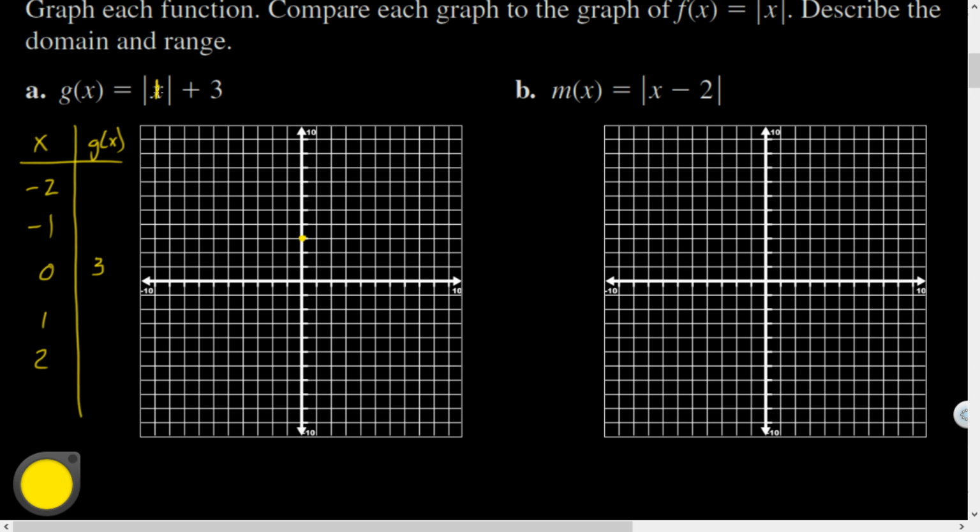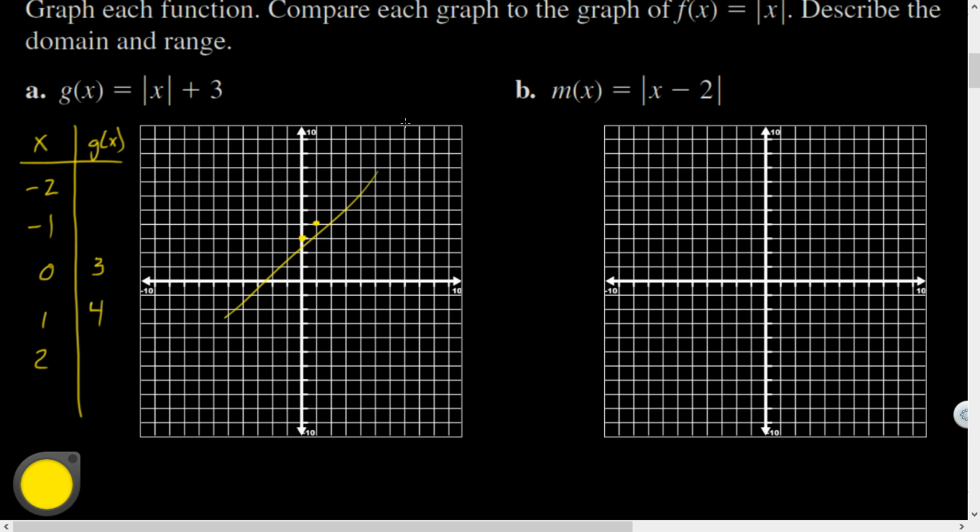If I plugged in 1 up here, that's 1. And what's 1 plus 3? Not a trick question. 4. Nice. Audience participation. So 1 comma 4. So let's plot the point. Over 1, up 4. There's that point.